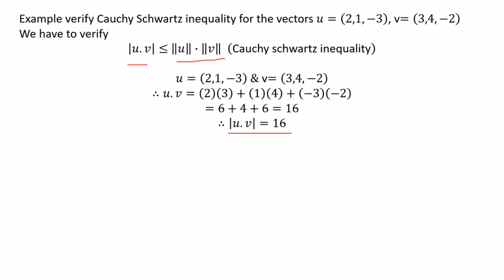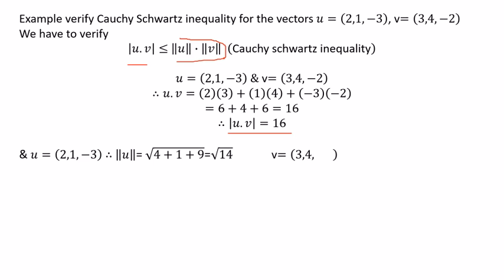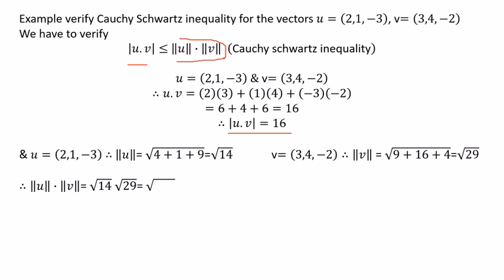Now let us find the value of the right hand side. To get it, we write u equal to 2, 1, minus 3. Therefore norm of u equal to root of 4 plus 1 plus 9, that is root 14, and v equal to 3, 4, minus 2. Therefore norm of v equal to under root of 9 plus 16 plus 4, which is root of 29. And therefore norm u into norm v is equal to root 14 into root 29, that is root of 406. That is the value of the right hand side.